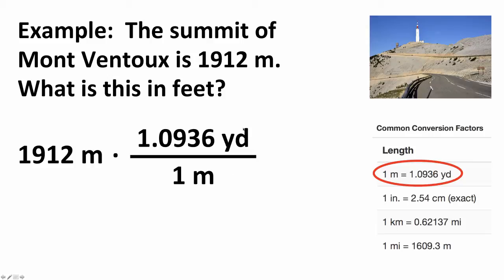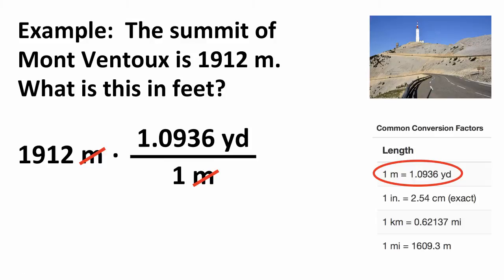Notice this is equal to 1 because 1.0936 yards is the same as 1 meter. We put meters on the bottom of our conversion factor because when we do the multiplication, meters in the 1912 and meters in the denominator of our conversion factor will cancel. And if we had wanted the height of the summit of Mount Ventoux in yards, we would actually just multiply 1912 by 1.0936 and we'd be done.